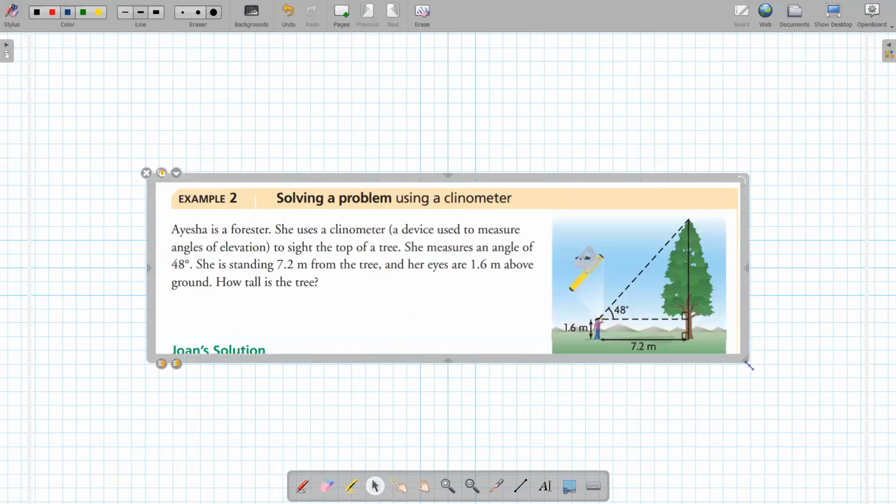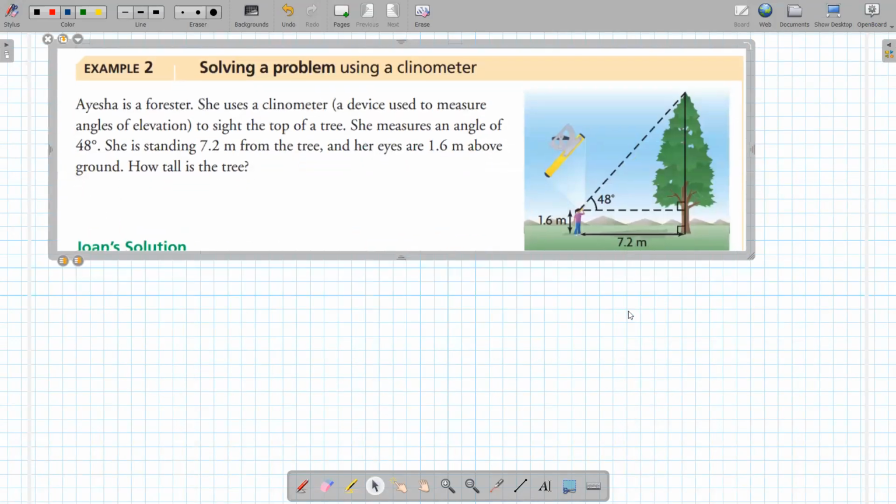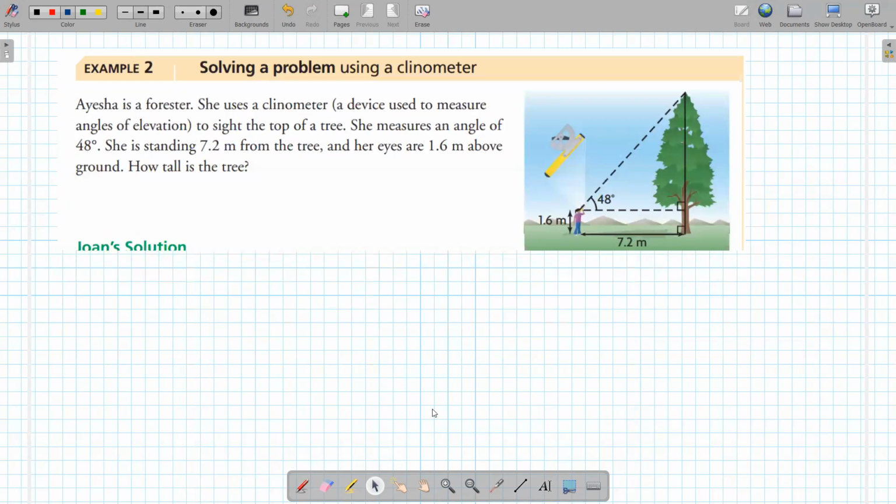Let's look at this next question. How tall is a tree? What's our approach here? How tall is the tree?